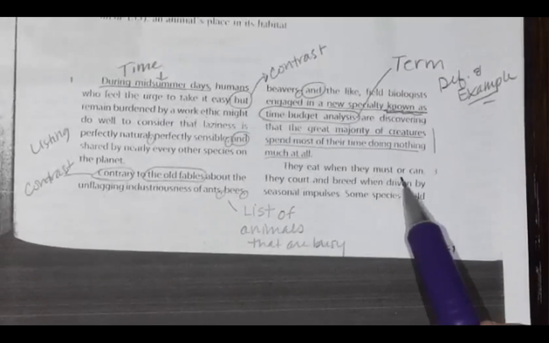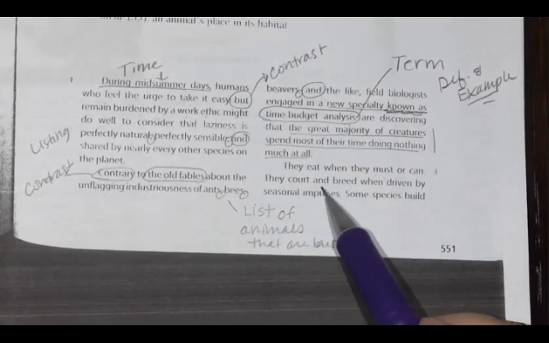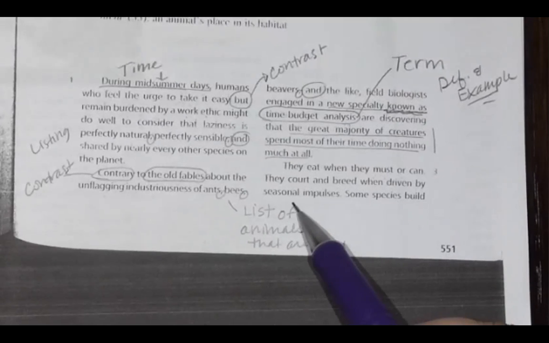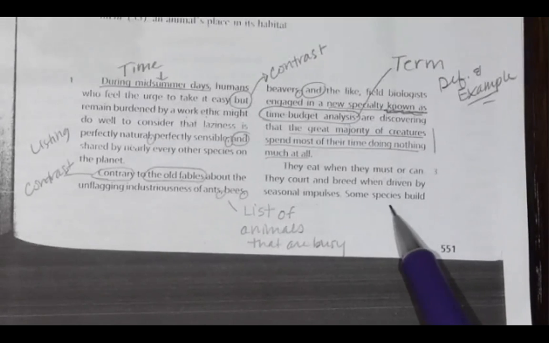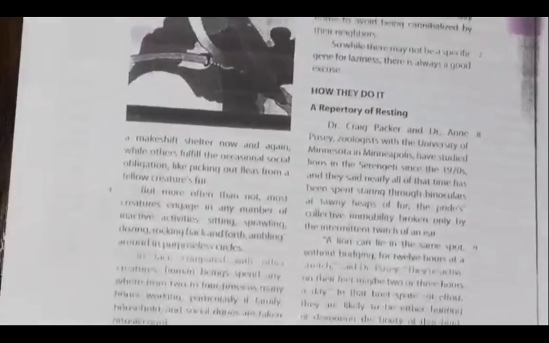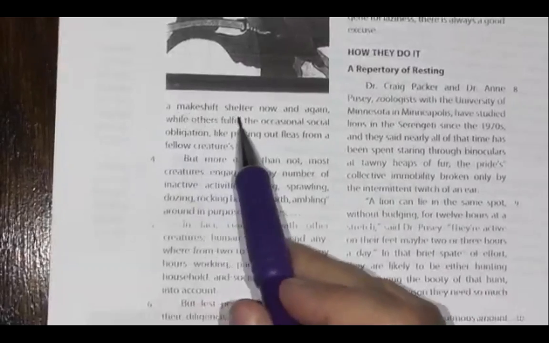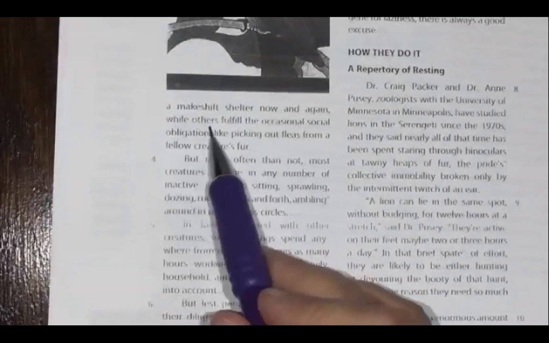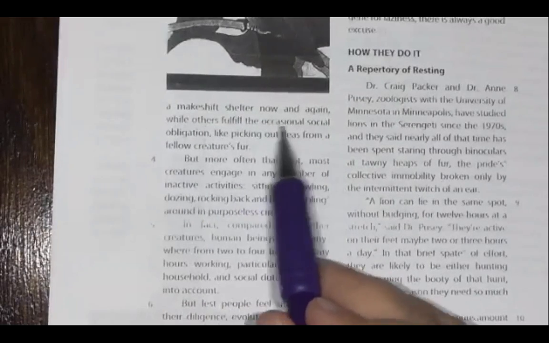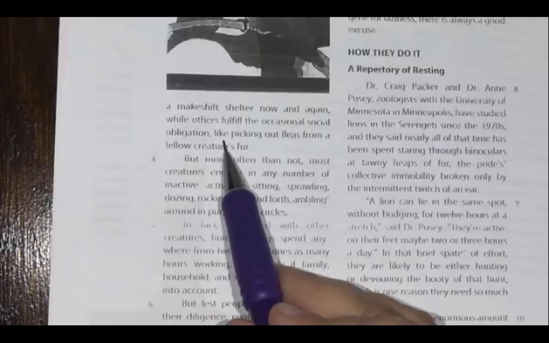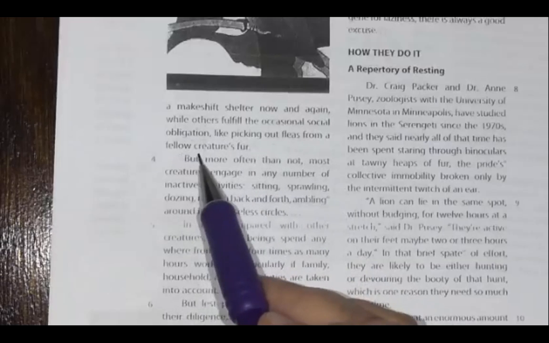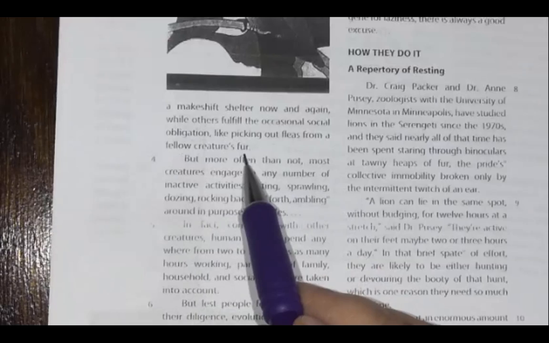They eat when they must or can. They court and breed when driven by seasonal impulses. Some species build a makeshift shelter now and again, while others fulfill occasional social obligations, like picking fleas from fellow creatures' fur.